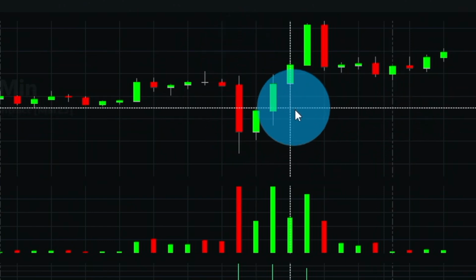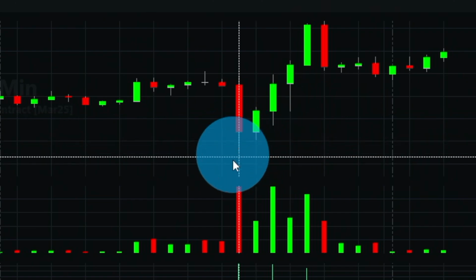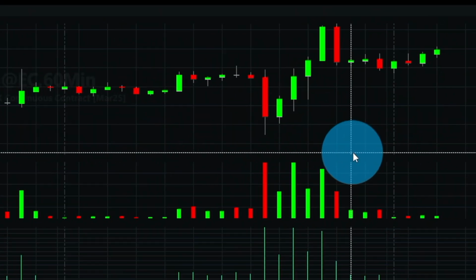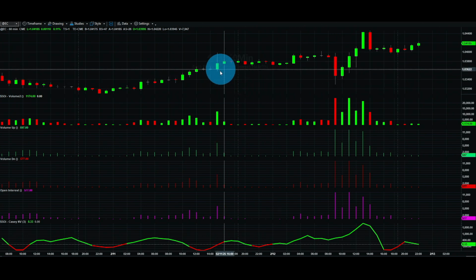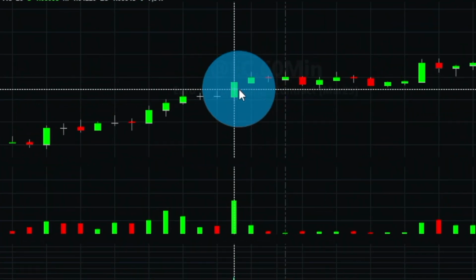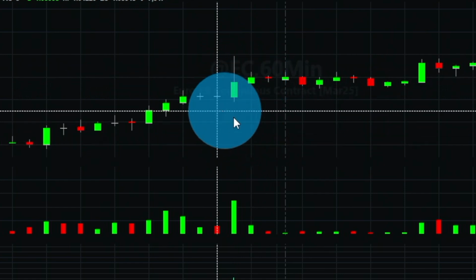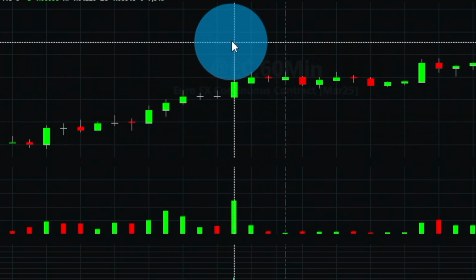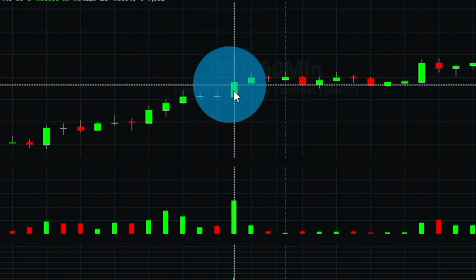So the up volume is already greater than the down volume. Now, some astute traders will say, yes, I already know this because there is a long wick at the bottom here. But unfortunately, that is not true all the time. So look at this one. This is a green bar, but look at the upper wick. This is a huge wick. So we can assume that the selling volume here is more. But if I click on it, look at this. The up volume is 6,271, down volume 6,139. So the up volume is higher even though we have a huge wick.